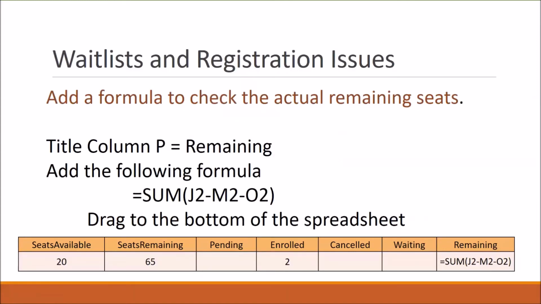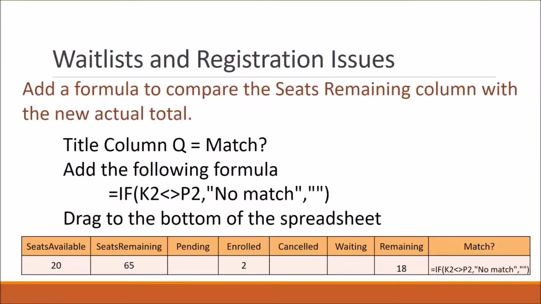And then I like to add a column next to that one in column Q, and I call it the match question mark. And this is one of my favorite formulas. I use it on a lot of different things, and it's a comparing formula where you can compare two columns in a spreadsheet to see if the data matches or not. And I have this formula where I'm telling it to compare column K, so my seats remaining, comparing it to column P, my remaining. And if they don't match, it's going to display the words no match. And then I'm going to drag that formula to the bottom of my spreadsheet as well.